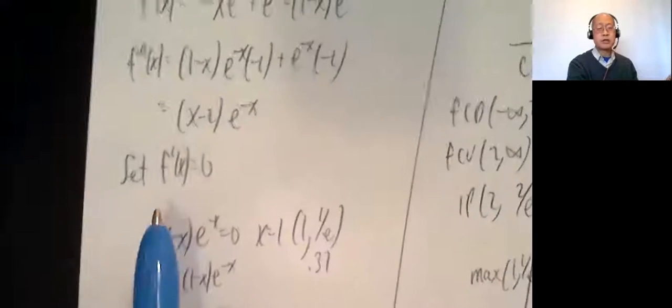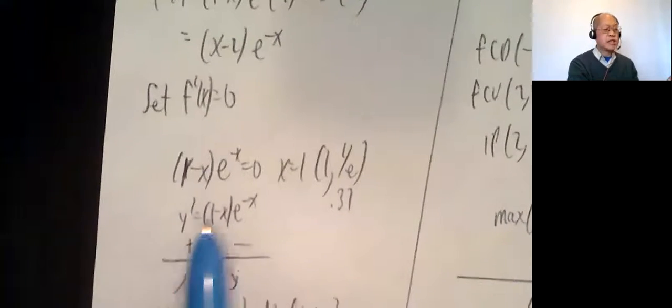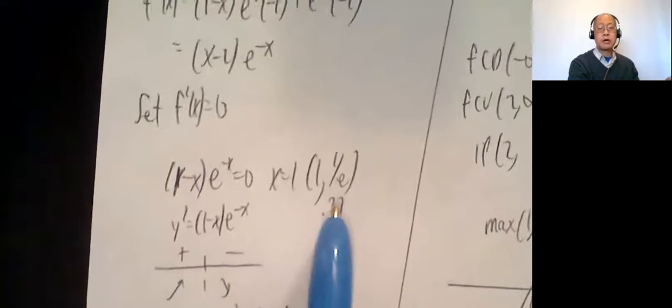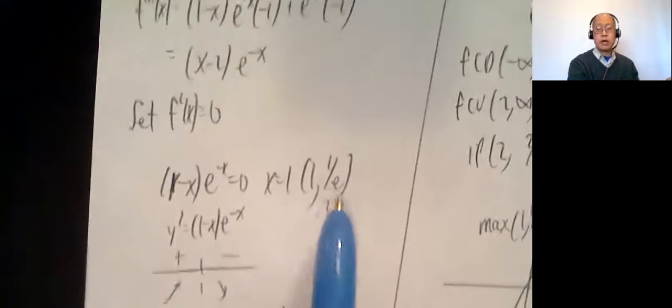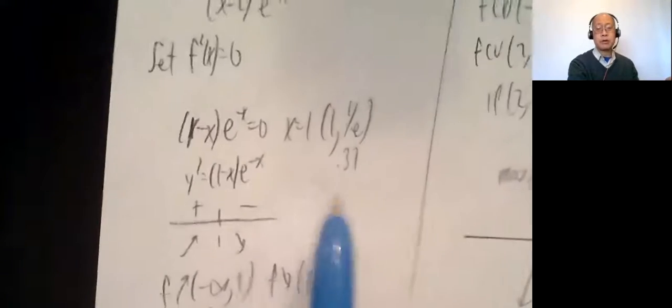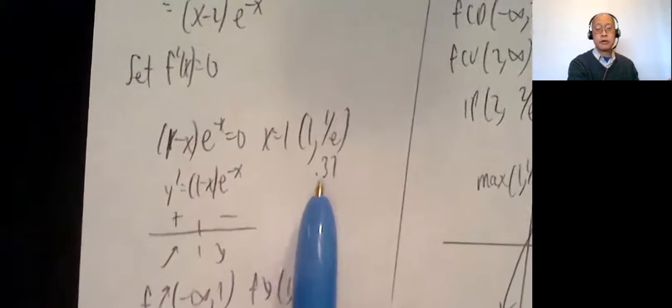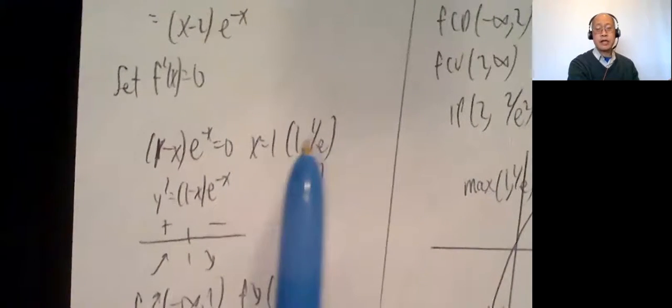Set f prime of x equal to 0. 1 minus x, e to the negative x, equals 0 means x equals 1. That's 1 comma e to the negative 1, or 1 over e. You always want to write the exact value whenever possible. I put the 0.37 just to know where it is on a graph, but you should always write it as either e to the negative 1 or 1 over e. That's called the exact value.